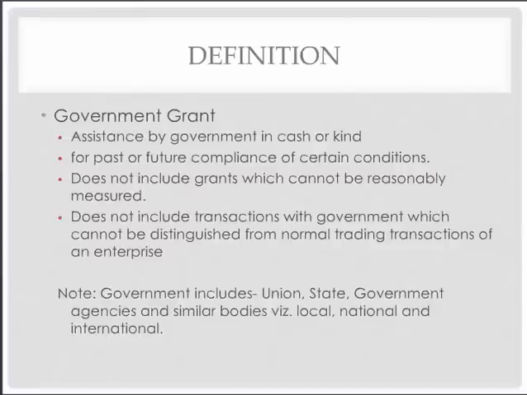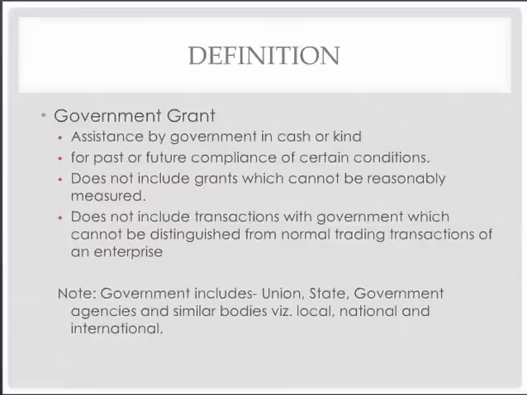Government grant covers assistance by government in cash or kind for past or future compliance of certain conditions. However, it does not include grants which cannot be reasonably measured. That means you should be able to measure the government grant. Secondly, it does not include transactions with government which cannot be distinguished from normal trading transactions of an enterprise.